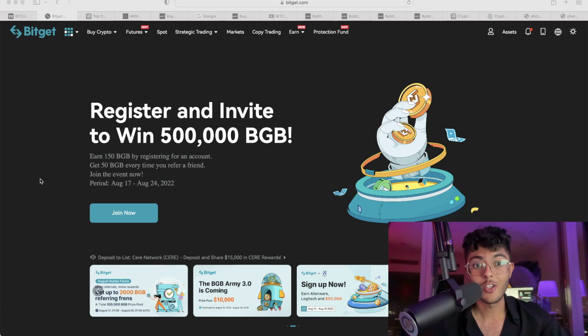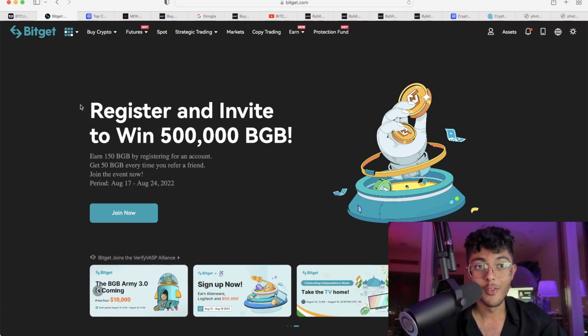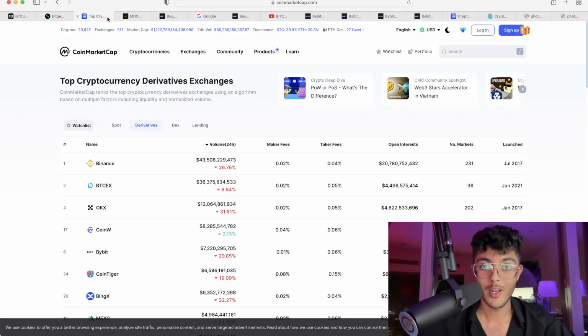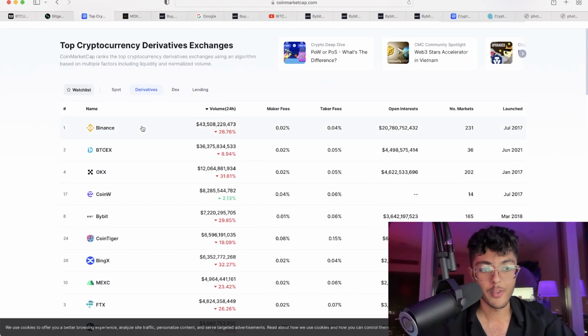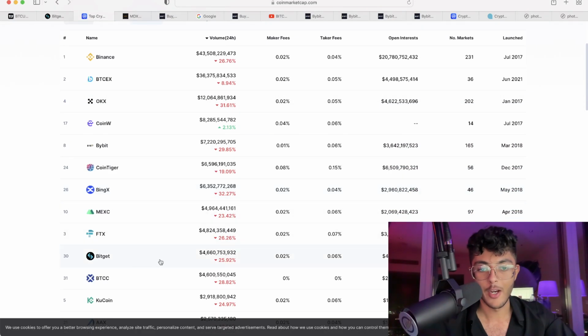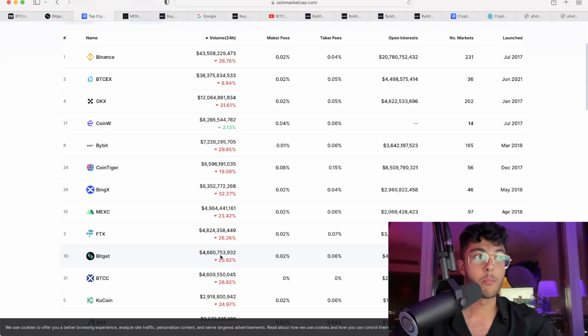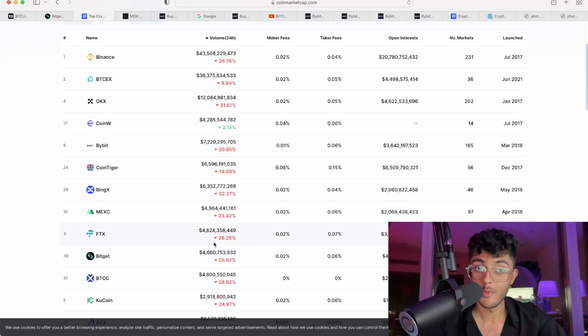Now, the first thing that I just want you guys to keep in mind is that this is quite a large exchange already. They're not completely new, but they're also not old. And if we take a look at CoinMarketCap, on the derivatives section specifically, Bitget is not far down right here. They've got a trading volume of 4.6 billion, but this fluctuates quite a bit. They were averaging 8 billion recently, and that puts them very, very high up.